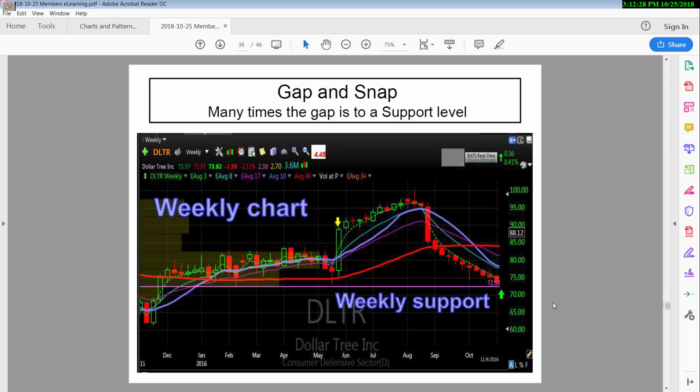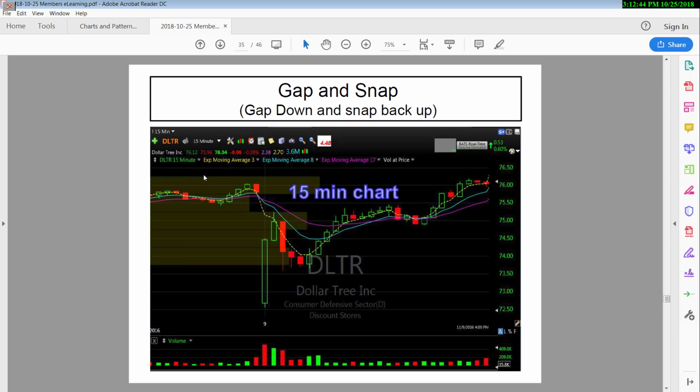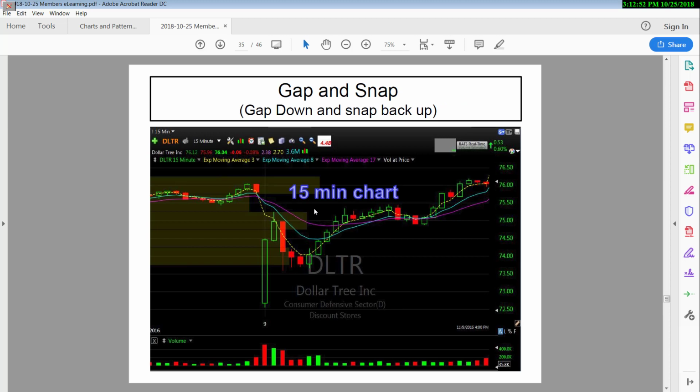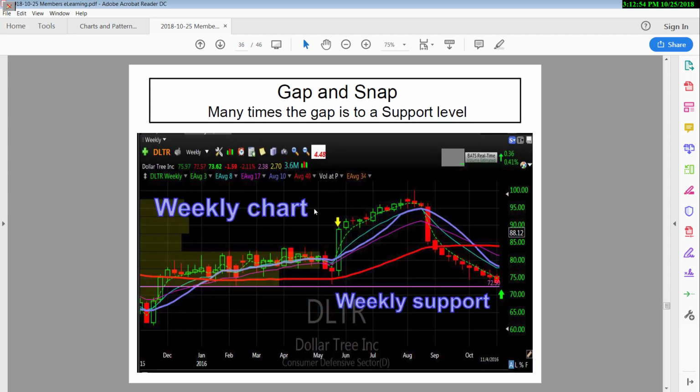Here's the weekly on Dollar Tree. There was Dollar Tree on a 15. There's Dollar Tree on a weekly. This was what we were talking about. It was consolidation here. Once it went above 80 something, it was off to the races. Now, that's how we get follow through, because I showed you the 15-minute chart where it gapped down. It gapped down, and then it started running. And then, actually, yeah, that's right. Okay.